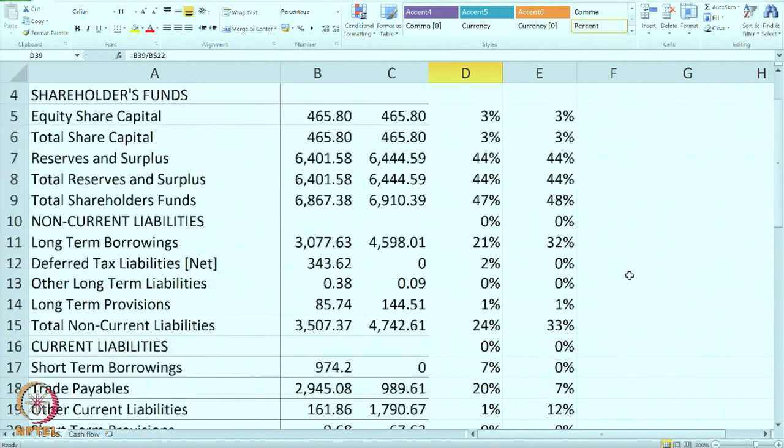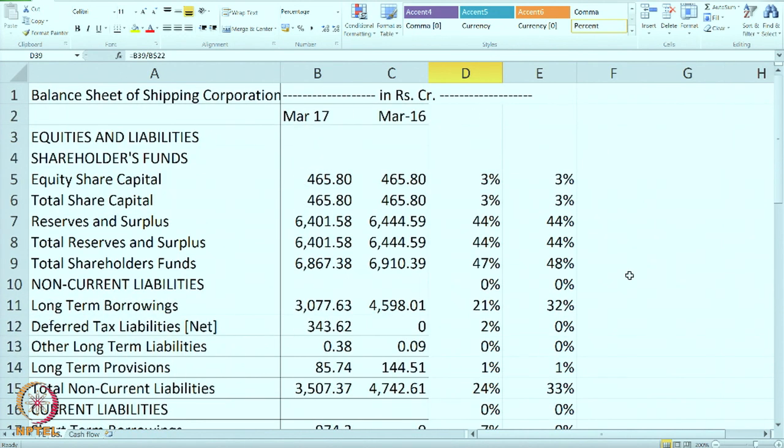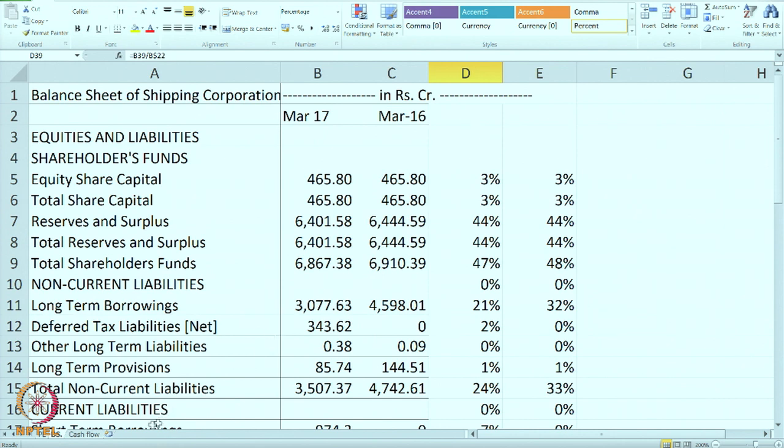So, this is a comparative balance sheet. Now, this comparative balance sheet is a common size balance sheet. It can be compared across the industry. In a coming case, we are going to compare with other peers in the industry. But right now, is this clear to you? This is a comparative balance sheet. Now let us go to the cash flow statement.